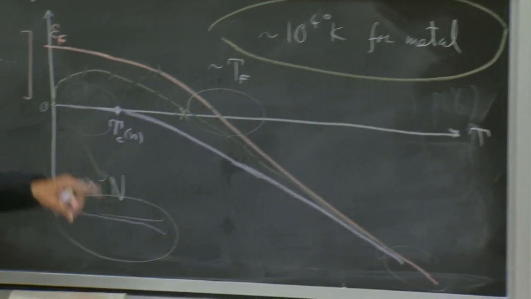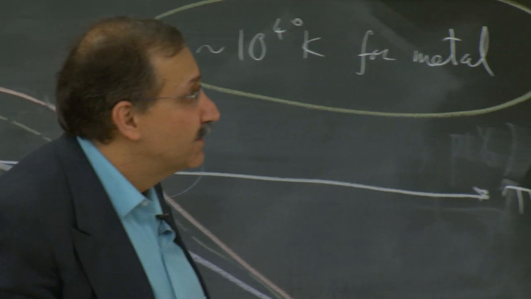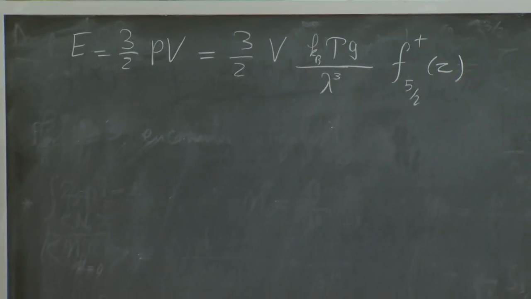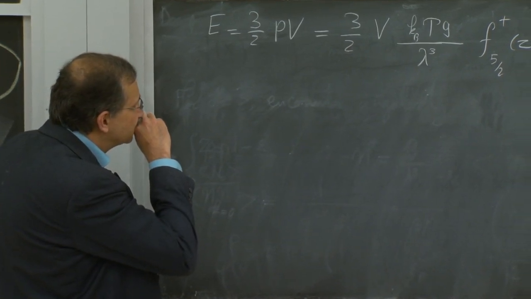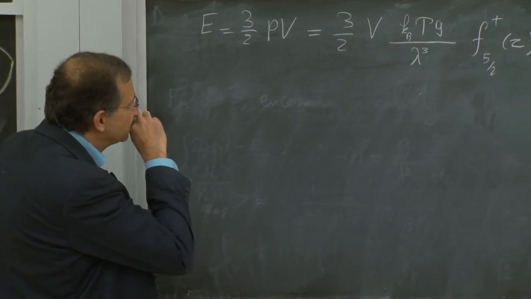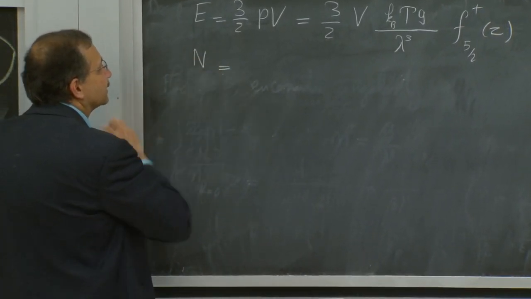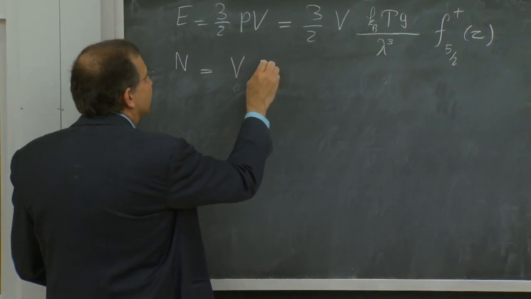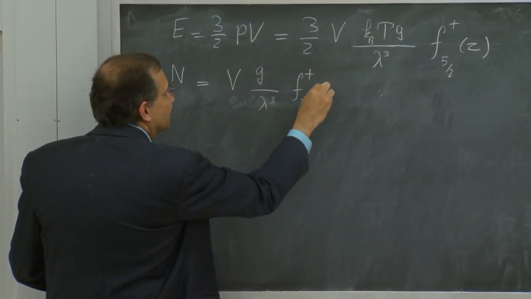At high temperatures, z will be varying as a function of temperature. Now, if I want to take a derivative, let me also write the formula for the number of particles. The number of particles is V times g over lambda cubed f 3/2 plus of z.